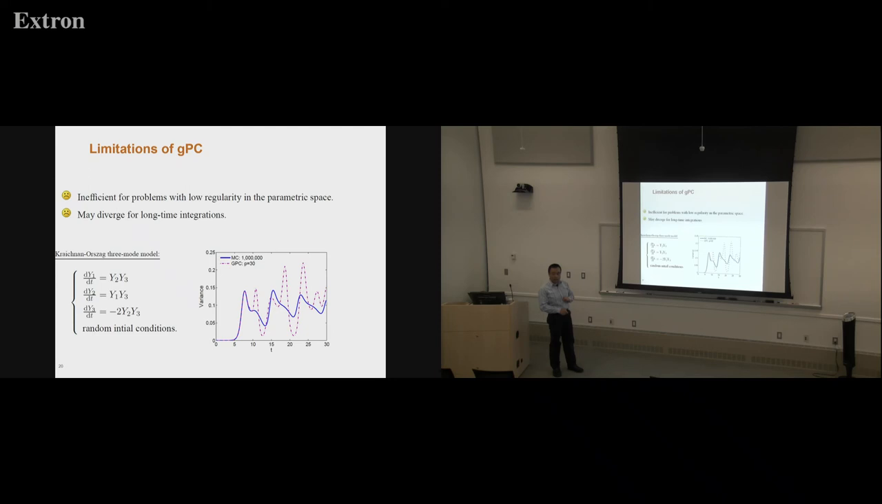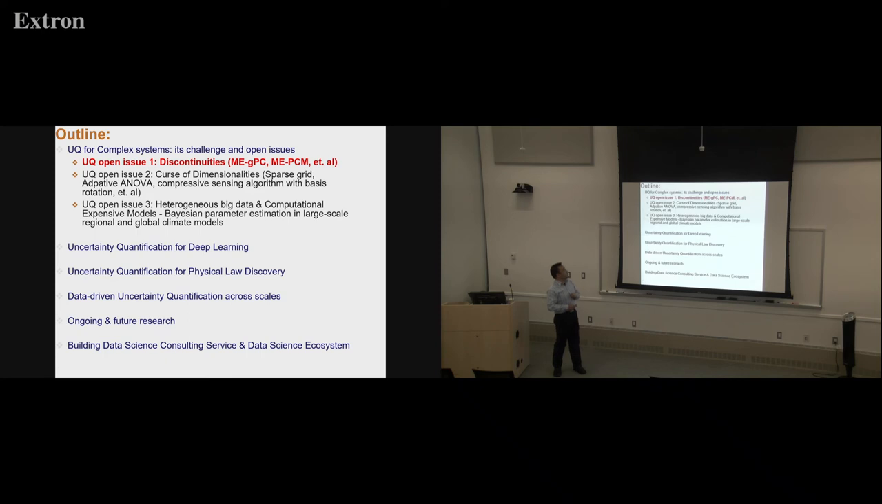So what happened? It's not that polynomial chaos doesn't work for this kind of system. The reason is that this system has bifurcations. It depends on the random initial conditions. If you choose one value, it goes to this trajectory; if you choose another value, it goes to the other trajectory. So it's not a smooth transition from the perturbation of the initial conditions. That caused a problem. So that's the first challenge: how to resolve the discontinuities in the polynomial chaos domain.